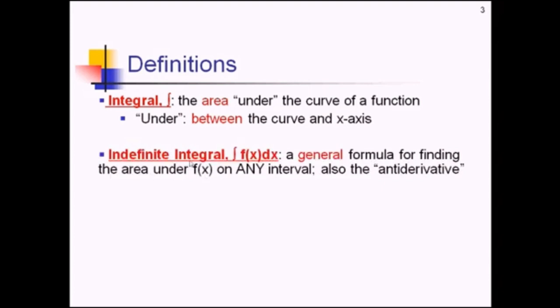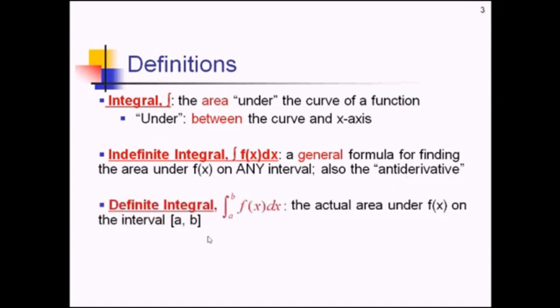One, called an indefinite integral, which just has this antiderivative symbol with nothing else fancy attached to it, is just a general formula for finding the area under the function on any interval. And again, we've also been calling this the antiderivative. Today we're going to look at a different one called the definite integral. So this is the same symbol, but now we have a number in the bottom and the top of this thing. Everything else is the same though.